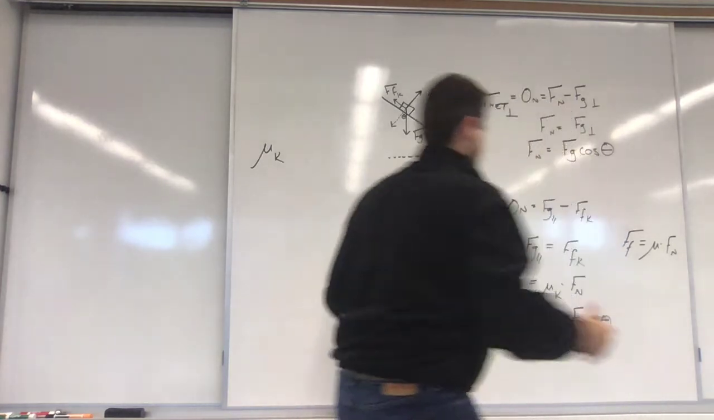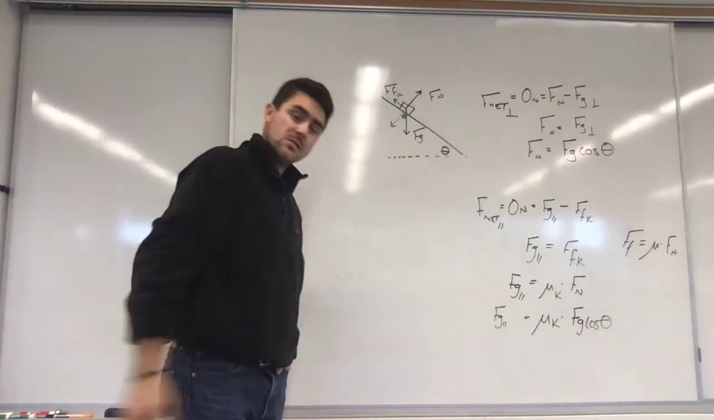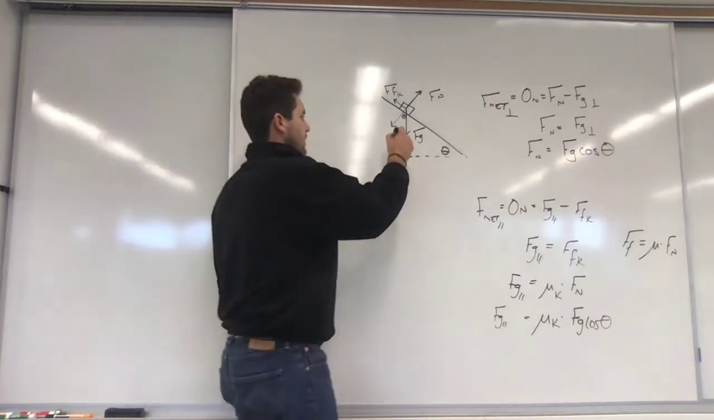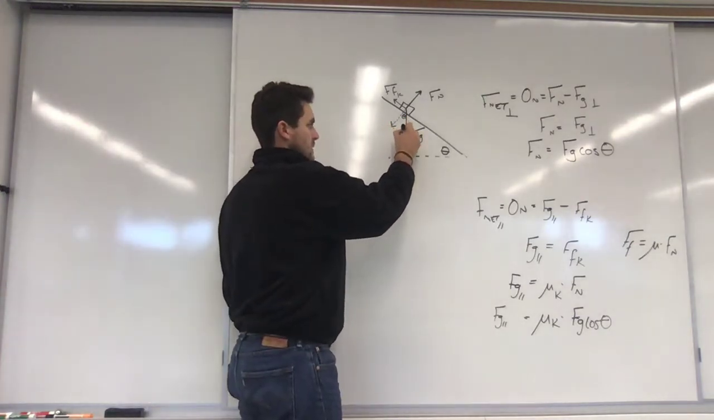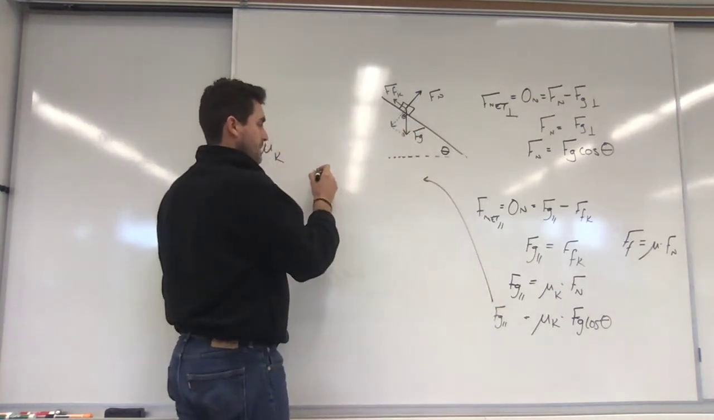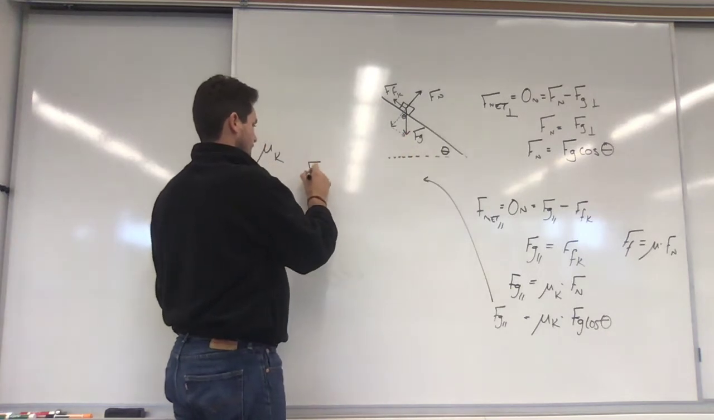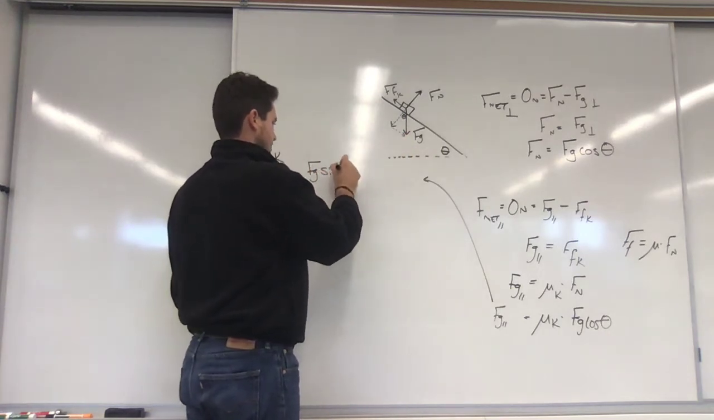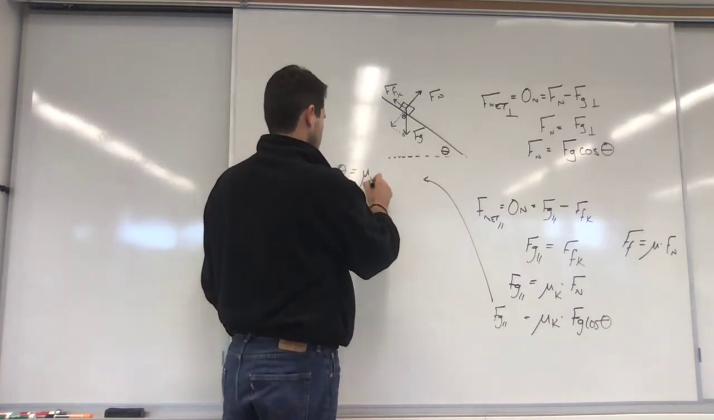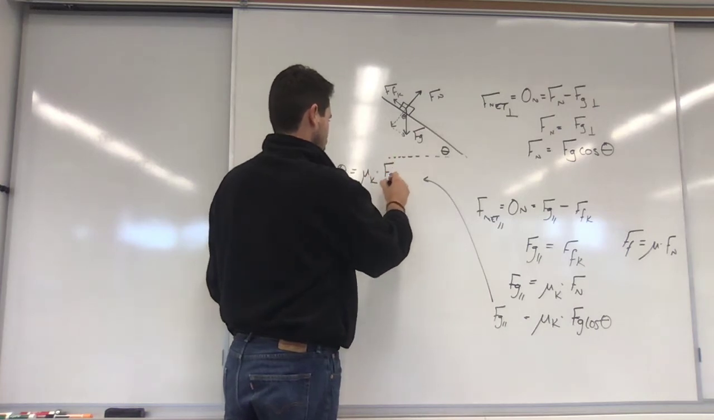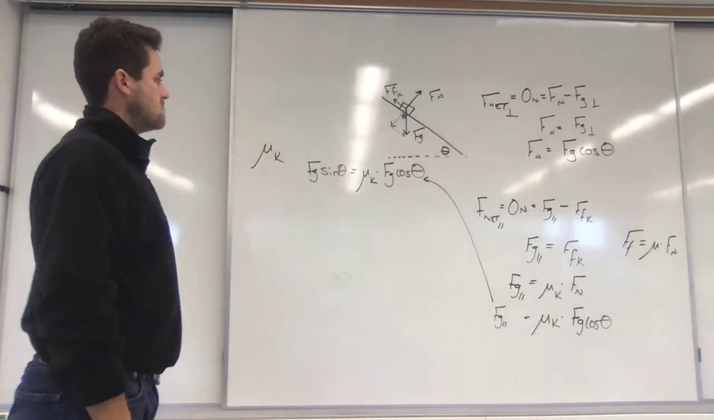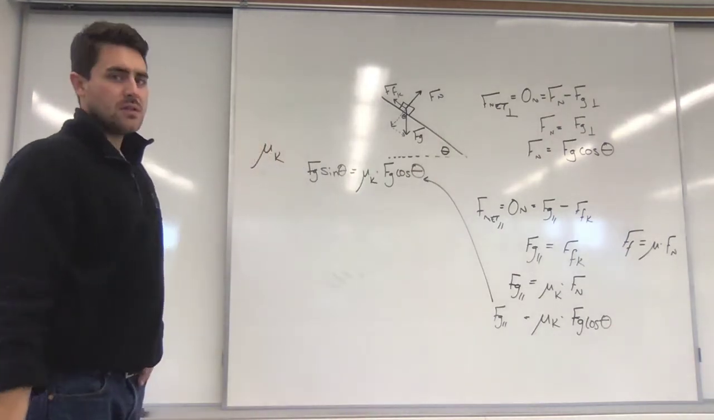Fg parallel. Do I know Fg parallel? Not really. Let's substitute. Fg parallel is that component. It's sine. So Fg sine theta is going to be equal to mu k times Fg cosine theta. I think I'm done substituting things in.